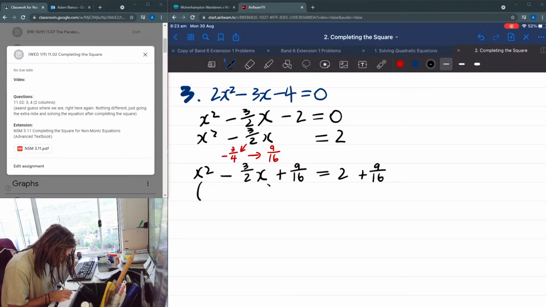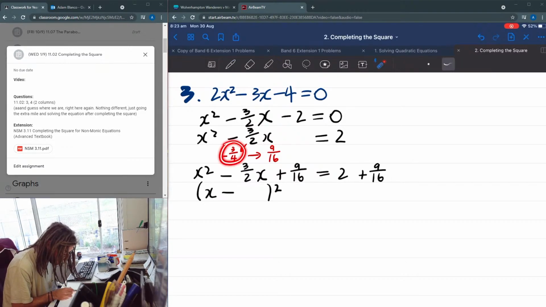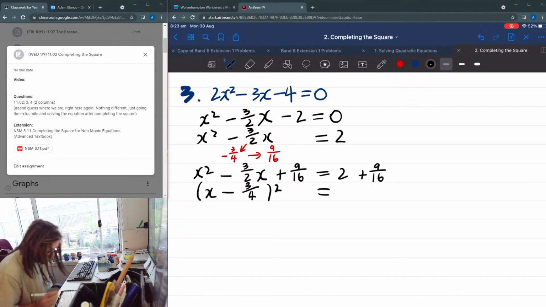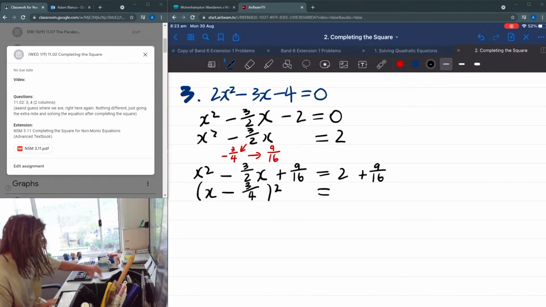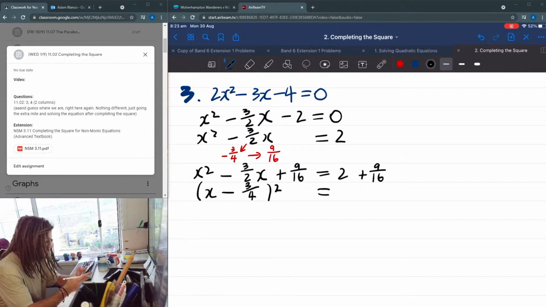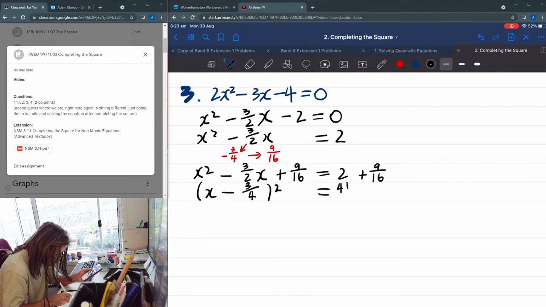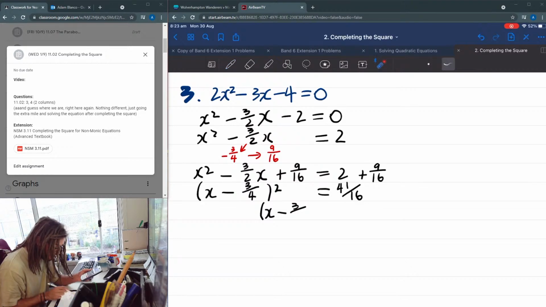Now this side factorizes nicely into x minus, and it's this term here, 3 on 4, squared. This term over here, 2 plus 9 on 16. What is that? 2 plus 9 on 16 is 41 on 16. Yeah, cool. Okay, just before I continue, have a look at this.